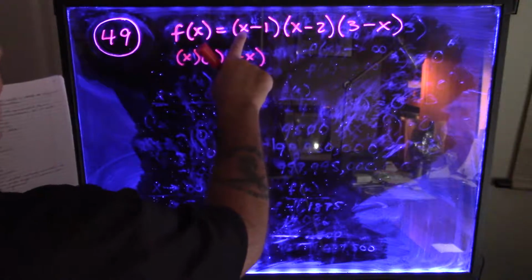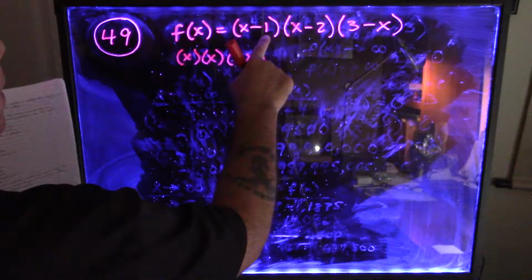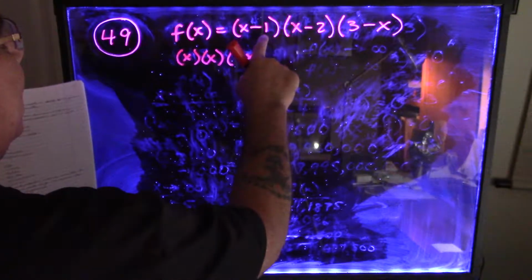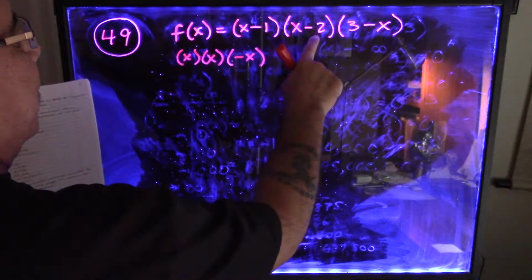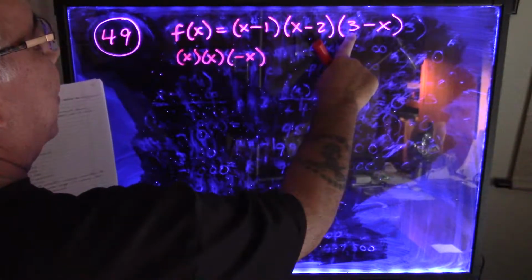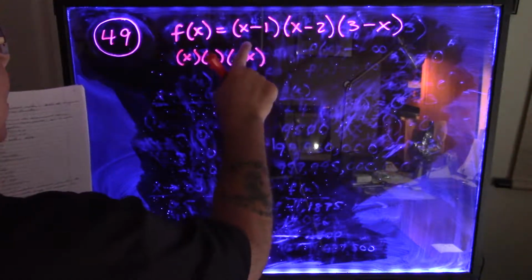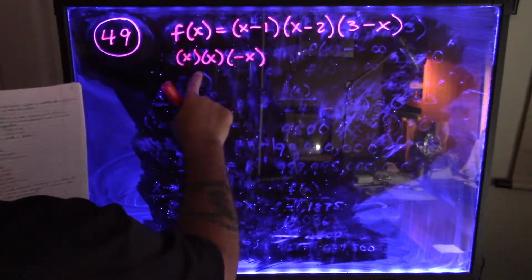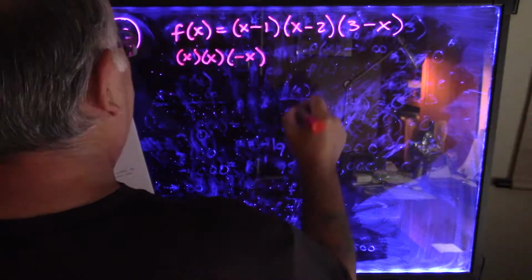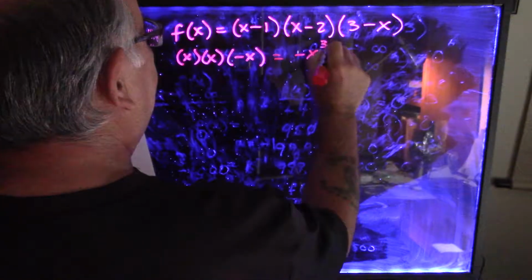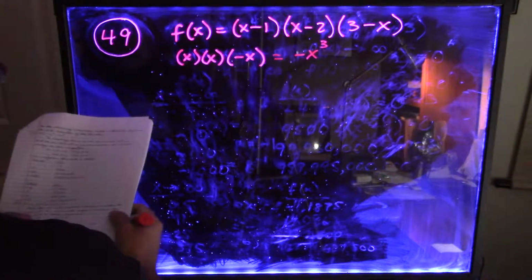You've got x minus 1. That minus 1 really doesn't contribute that much. And the same with the minus 2. And you've got 3 minus x. The 3 doesn't contribute that much. So you can say this behavior will be similar to this simpler function. And if you multiply that out, you get negative x cubed. So it'll be similar to negative x cubed's behavior.